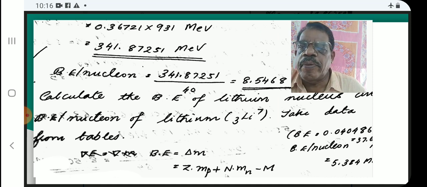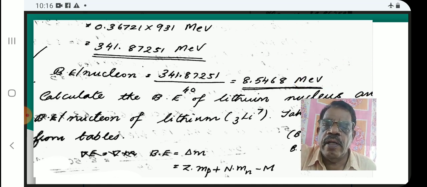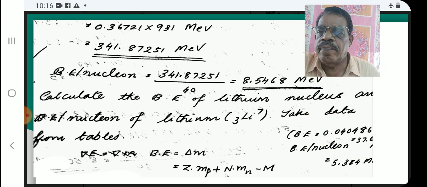Then binding energy per nucleon: 341.87251 by 40, since A is 40. That is 8.5468 MeV. That is the answer.